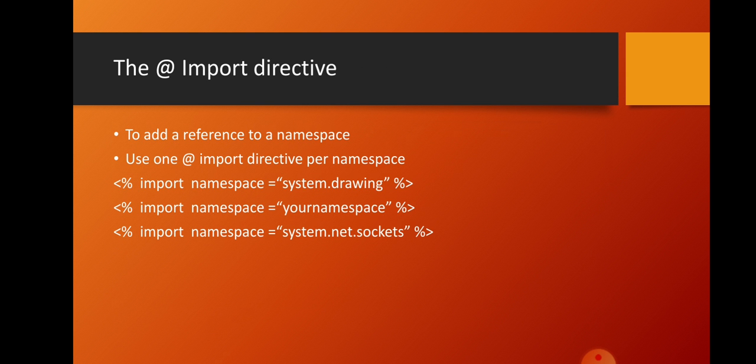Next, the import directive. Each and every namespace must be added to the page with the help of the import directive. For each namespace, there must be one import. Here is an example: import namespace equal to System.Drawing, import namespace equal to our own namespace, import namespace equal to the built-in namespace System.Net.Sockets. System.Drawing is a namespace, your own namespace is another namespace, and System.Net.Sockets is another namespace. Each namespace consists of a single import.